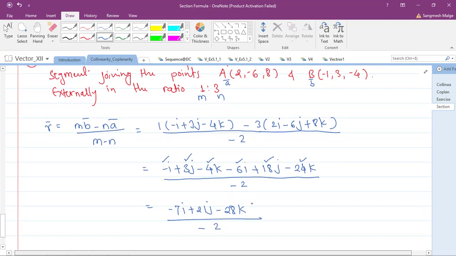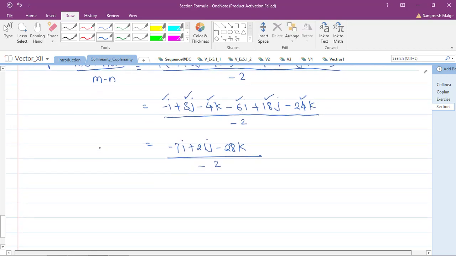So this is the position vector of R. They are asking for the coordinates of the point, so the coordinates will be the coefficients of i, j, k. So it is minus 7 by 2, minus minus cancels, so we have 7 by 2, comma minus 21 by 2, comma 28 by 2, which means 14. So this will be the coordinates of point R when it is dividing the segment AB externally. Is it okay? Good, very good.